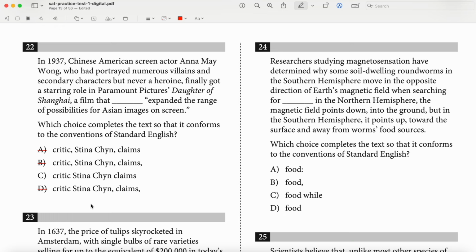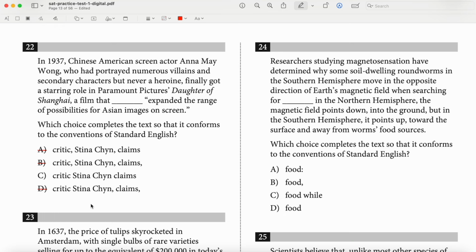It's complicated, right? And it's not necessarily going to be just the last word. It's not a description of food, clearly not. But it could be a description of why some soil-dwelling roundworms in the southern hemisphere move in the opposite direction of the Earth's magnetic field when searching for food. One big, long idea, but that's one big idea. Does that make sense? Oh, yeah, it makes sense. Okay, that's tricky. I'm not sold on it, especially seeing this for the first time, but I would consider it. Okay, let's test B. Plug in B.